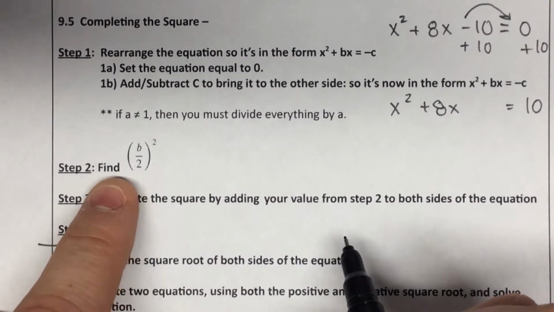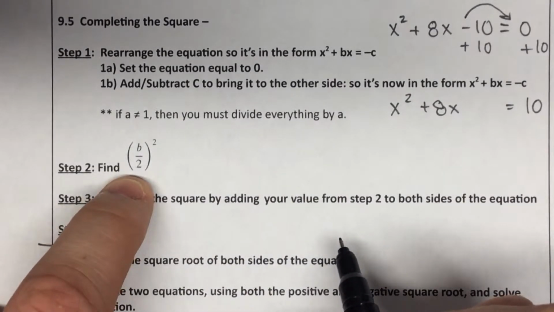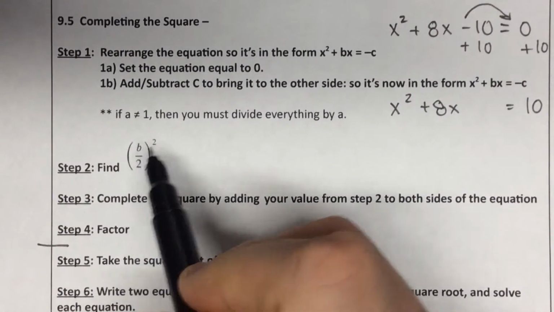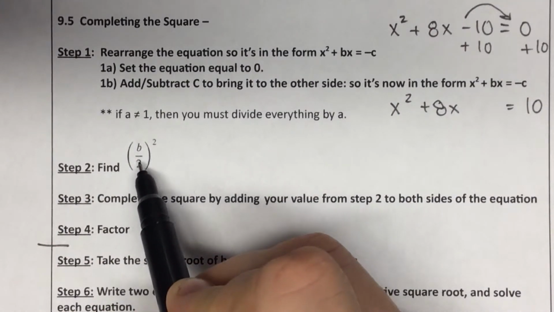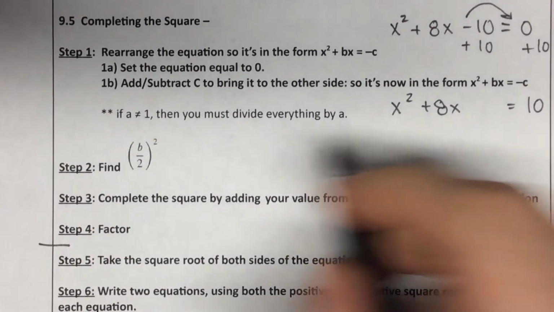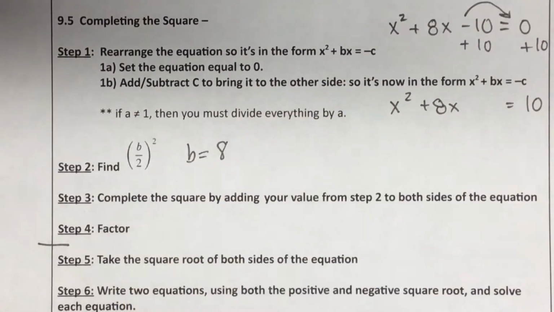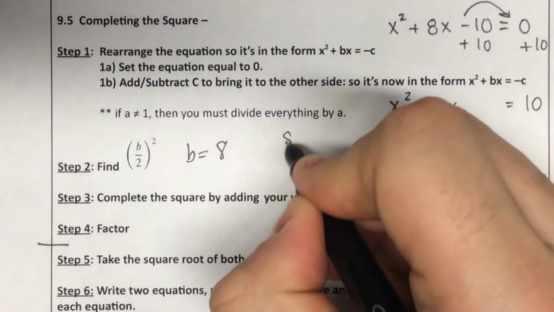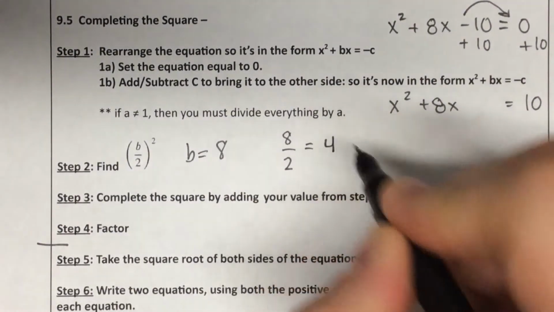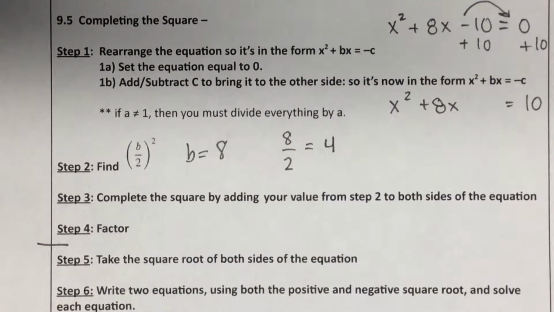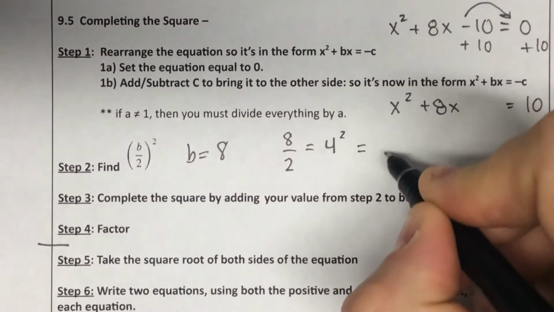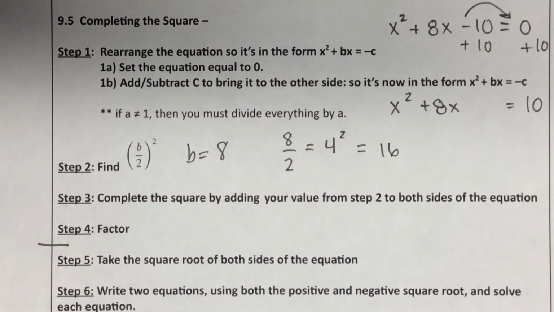All right, second step, find b divided by 2 squared. So this says take b, divide it by 2, whatever you get, square it. So b here is 8. So I'm going to do 8 divided by 2, which is 4. Then I'm going to square that. So 4 squared is equal to 16.